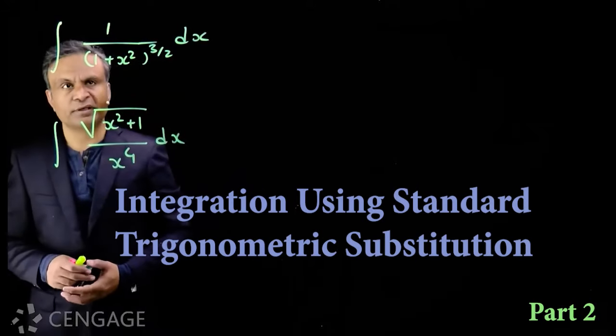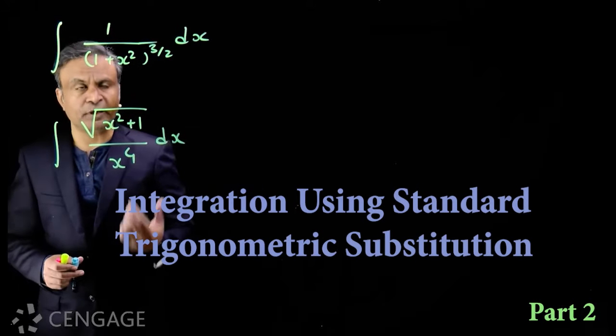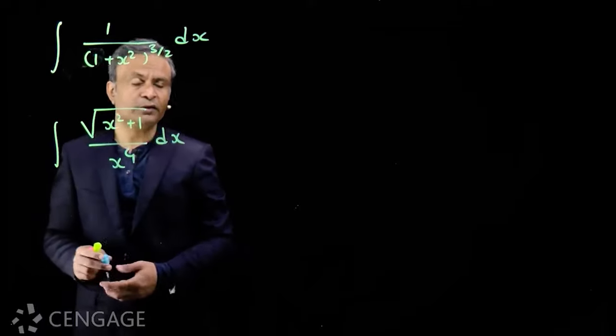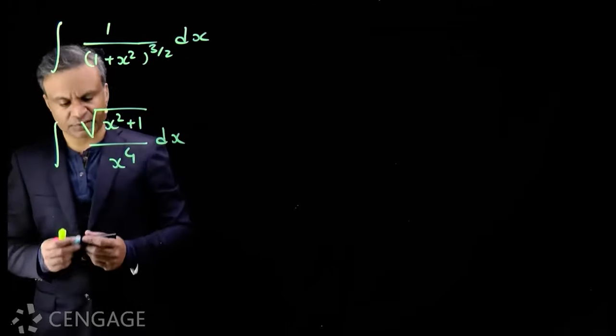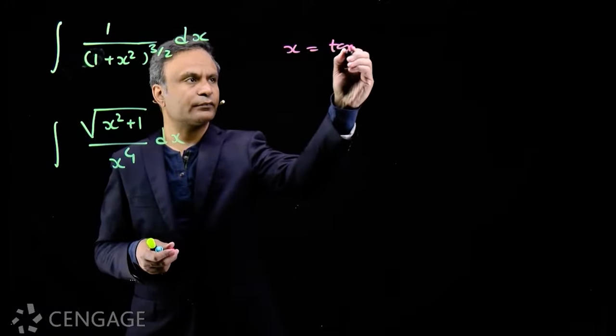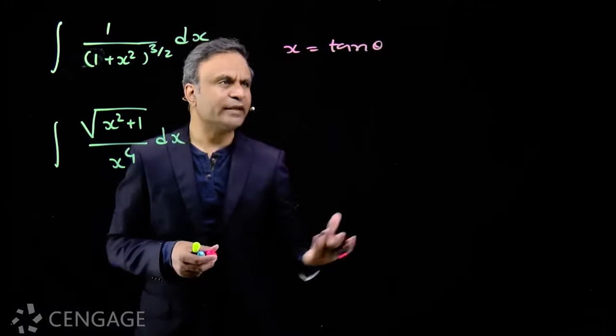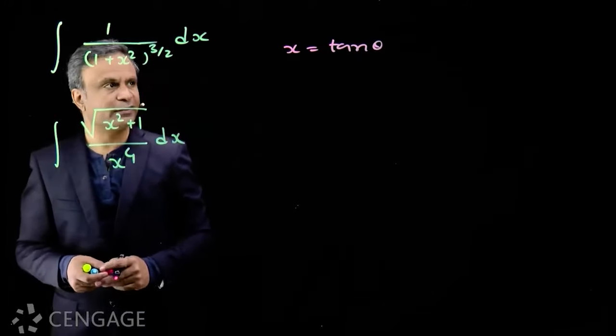Let's evaluate these two integrals. First one, the integrand is 1 upon (1 plus x square) whole power 3 upon 2. We have the expression 1 plus x square, so we put x is equal to tan theta. Or we can put x is equal to cot theta. Let's use x is equal to tan theta.